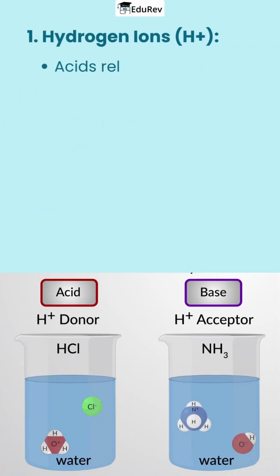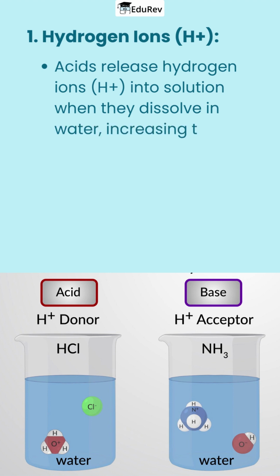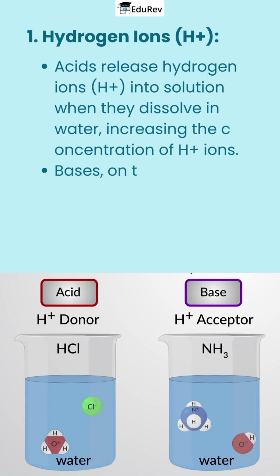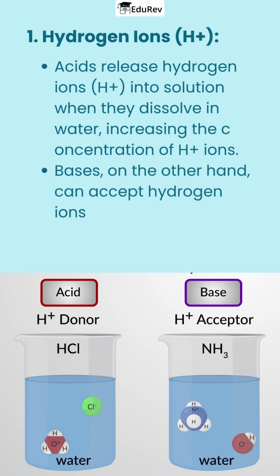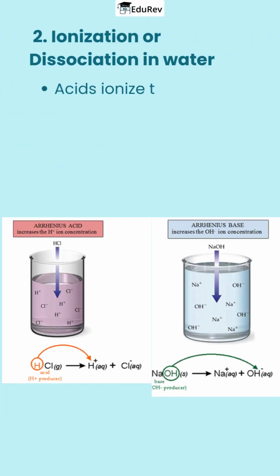Both acids and bases involve the presence of hydrogen ions in their chemical makeup or reactions. Acids release hydrogen ions into solution when they dissolve in water, increasing the concentration of H+ ions. Bases, on the other hand, can accept hydrogen ions from water, decreasing the concentration of H+ ions. Both acids and bases can ionize or dissociate in water, forming ions.